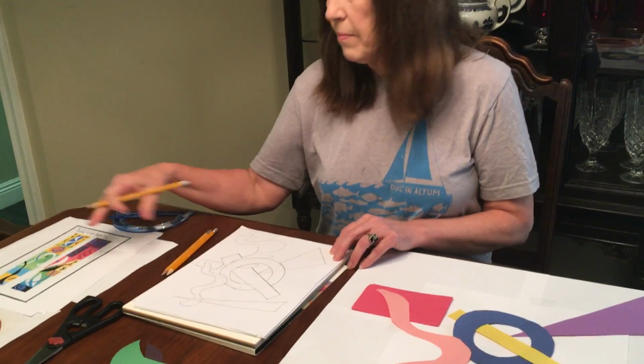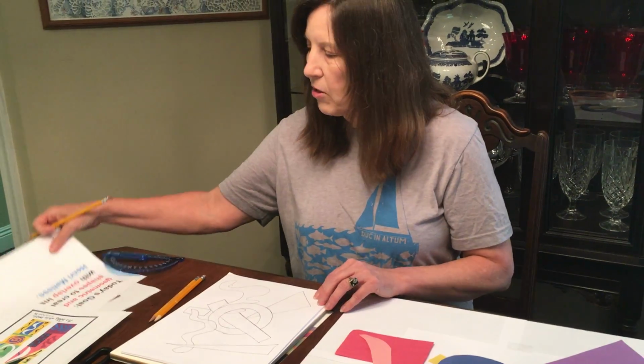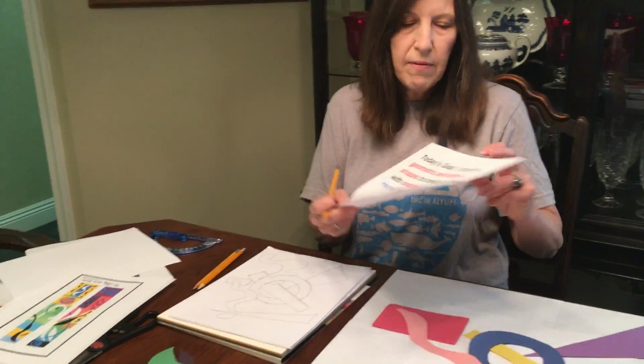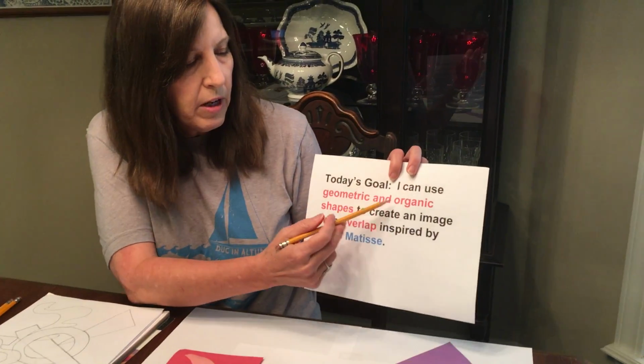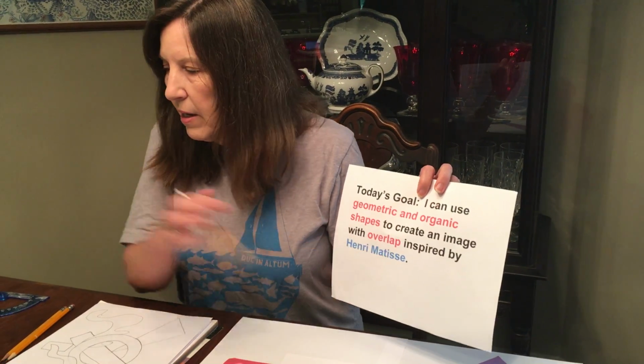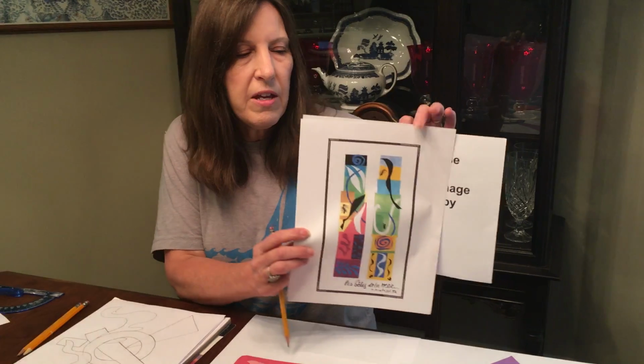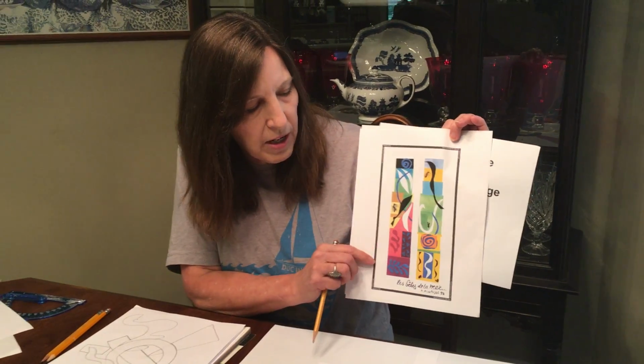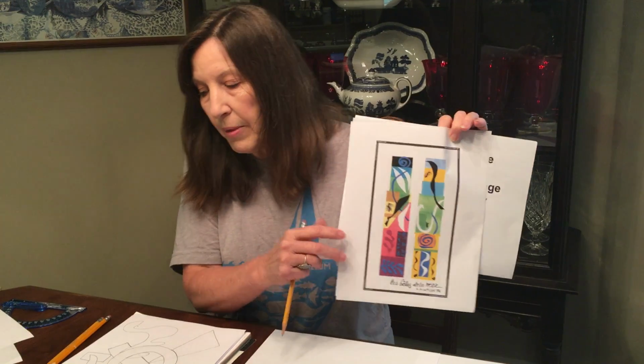So what I've created, you can go back to my goal and see, I've used geometric and organic shapes. I've created an image with overlap inspired by some of the geometric and organic shapes seen in Henri Matisse's Beasts of the Sea. So hold on to this, because next time when we get together, we're going to talk about value, and we're going to see how adding light and dark areas to these shapes can also help to bring some of the shapes forward or make some of the shapes look like they're going back.